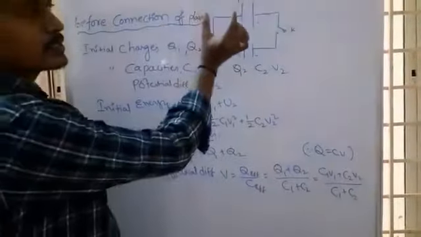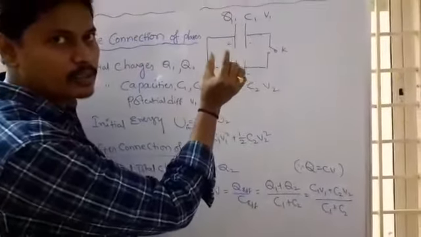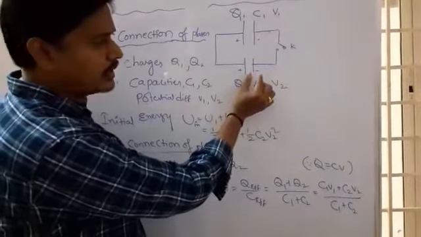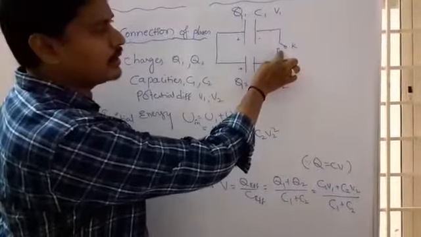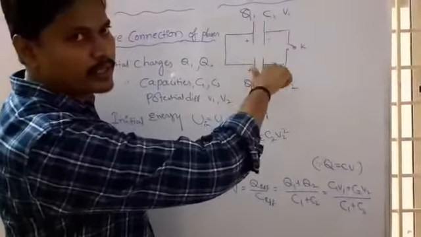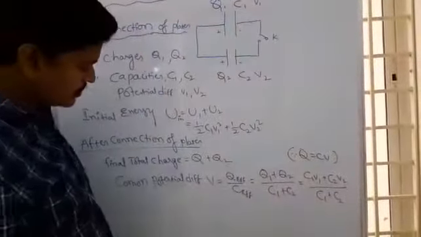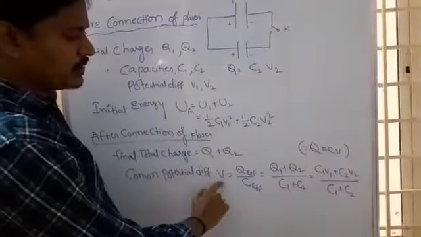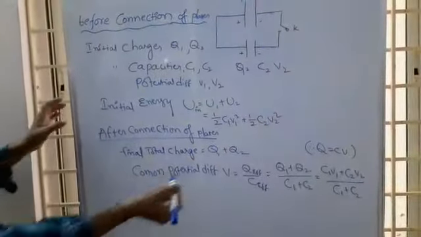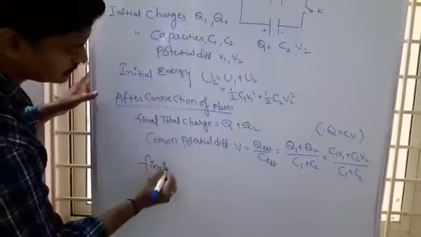Why? Because a capacitor is nothing but a charge storage device, like water is stored in a water tank. Here the water tank capacity is more, here the water tank capacity is less. When they are connected with a pipe, water will be distributed from one tank to another tank till the levels are balanced. So here we get the common potential value V.